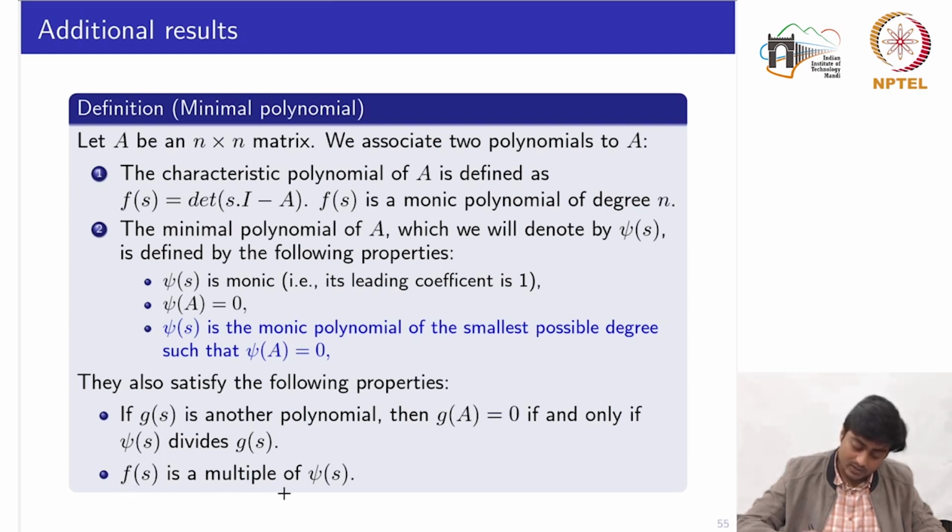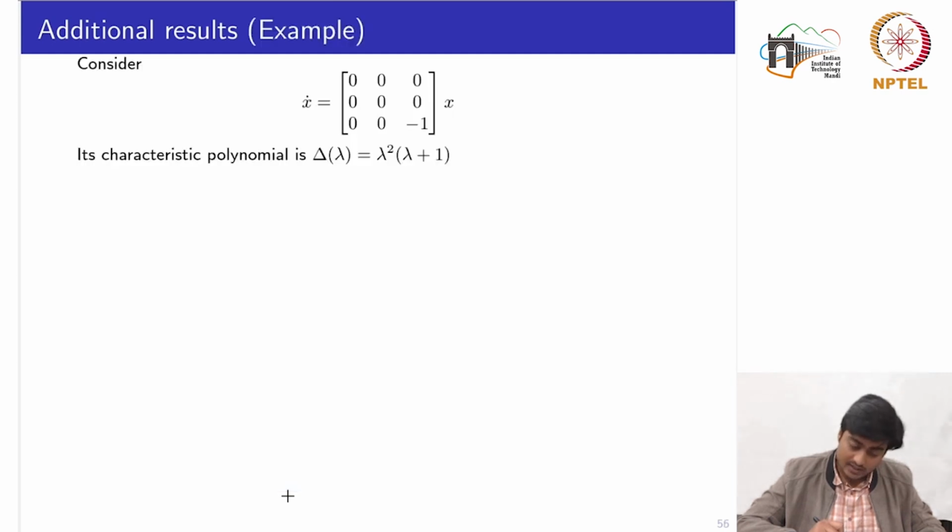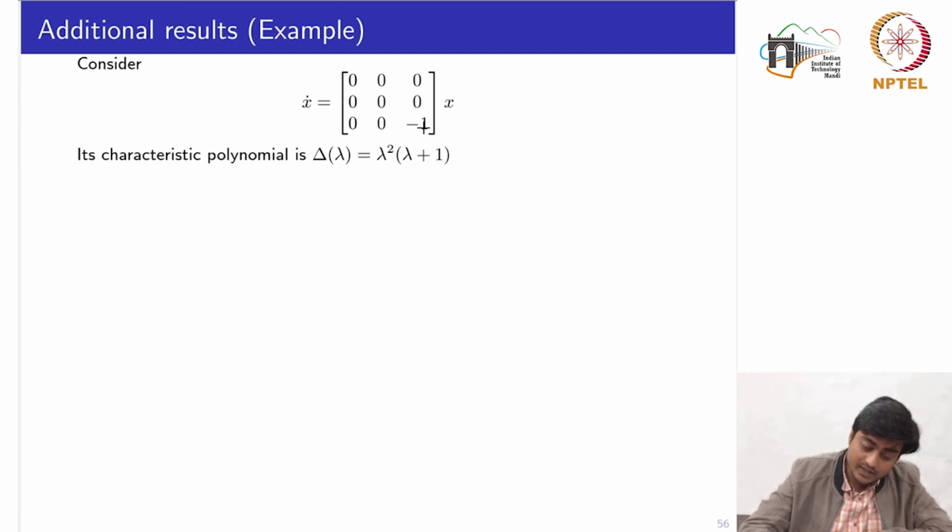And the second one, fs, is also a multiple of psi of s. So first we'll consider an example for computing the minimal polynomial. Let's say we have this matrix, A matrix, given with this specific structure.